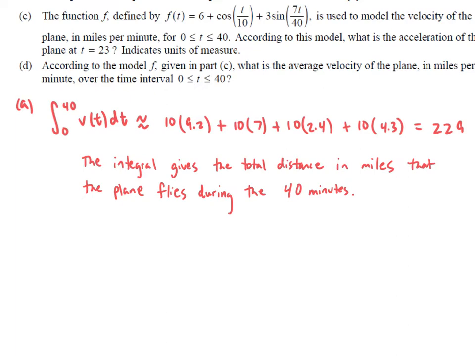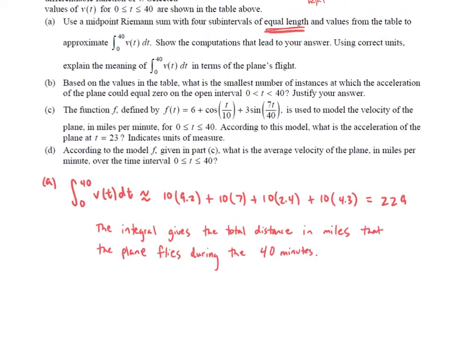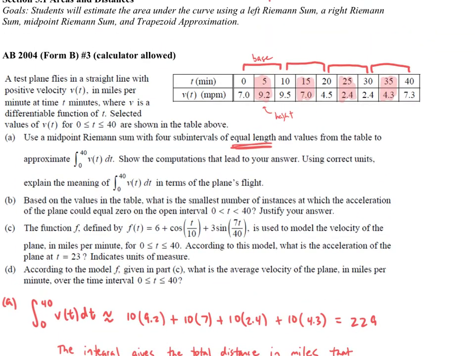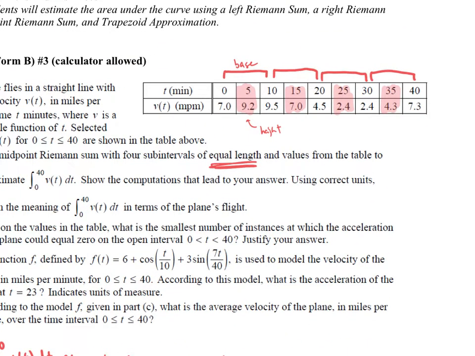All right, let's take a look at part B. So with part B, it says that based on the values in the table, what is the smallest number of instances at which the acceleration of the plane could equal 0 on the interval 0 to 40? Now we're looking at acceleration, however, the table is giving us values of velocity.